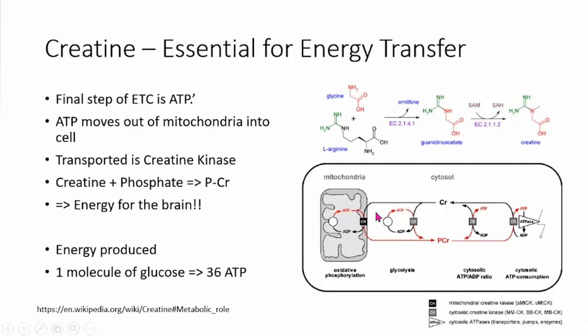You transfer the ATP out of the mitochondria into the cell, and this is where creatine is involved. If you don't have creatine, you can't take that energy and do anything with it. And so creatine is critical. So creatine phosphate is phosphocreatine. You get energy for the brain. And so this way, if you have one molecule of glucose, you can get 36 molecules of ATP, and you can use it for doing things.